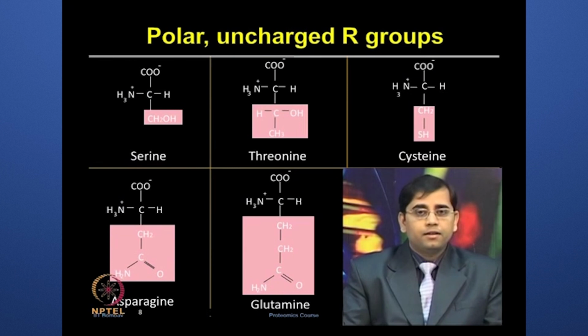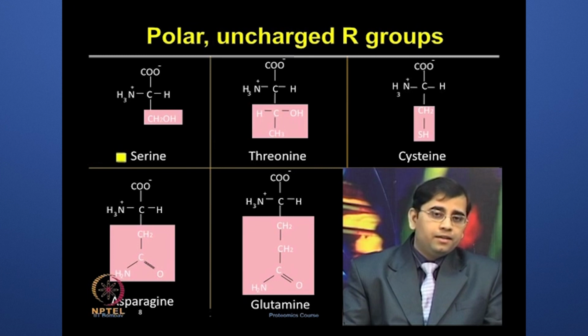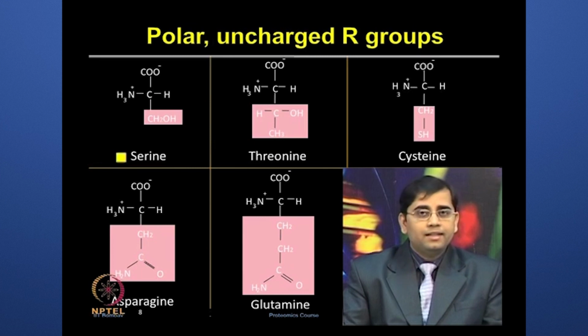Now, the next category is polar uncharged R groups. Let us start with serine, which resembles alanine in structure, but it contains a hydroxyl group. Threonine resembles valine in structure and it contains a hydroxyl group. It has an additional asymmetric center. Cysteine is similar to serine, but it contains a sulfhydryl or thiol group. 2 cysteine molecules form cystine.